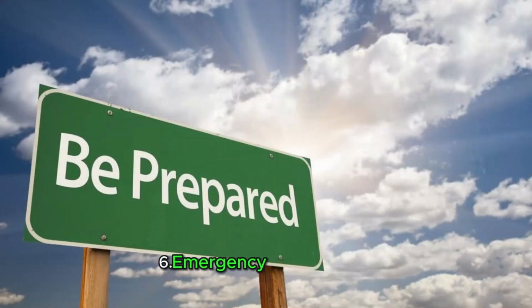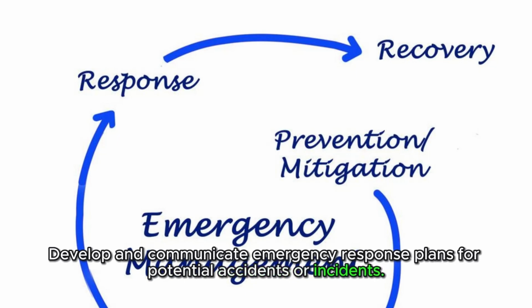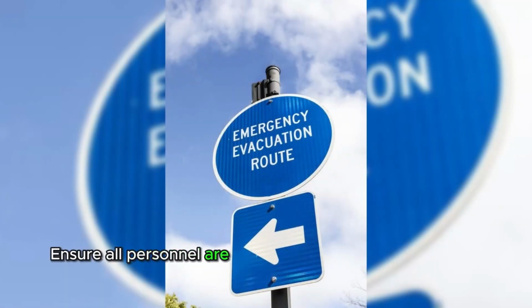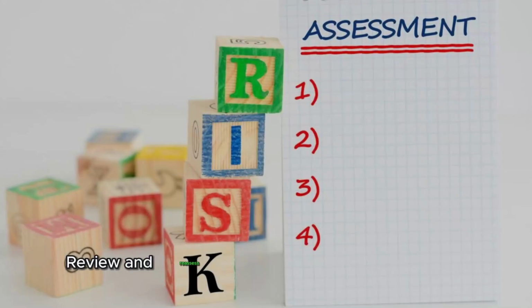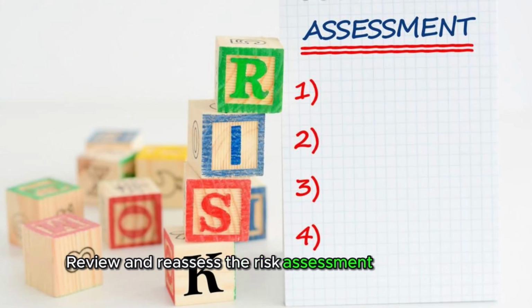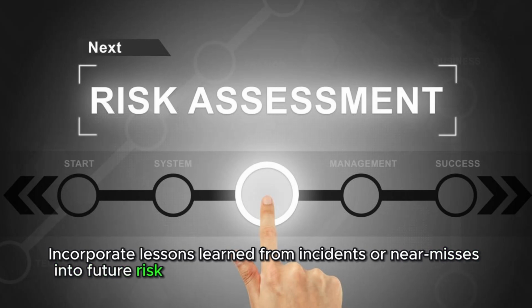6. Emergency preparedness. Develop and communicate emergency response plans for potential accidents or incidents. Ensure all personnel are aware of emergency procedures and evacuation routes. 7. Continuous improvement. Review and reassess the risk assessment periodically. Incorporate lessons learned from incidents or near misses into future risk assessments to improve safety measures.